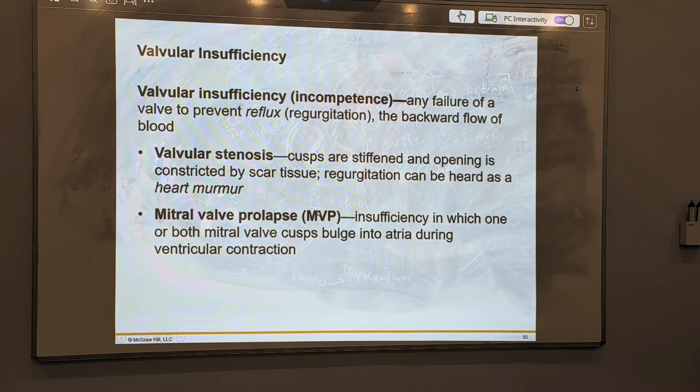The mitral valve prolapse is an insufficiency, there's a collapse. So now the tendons, cords are not working, the parachute is ruptured. So now they collapse, in which one or both mitral valve cusps cause bulging into the atrium.